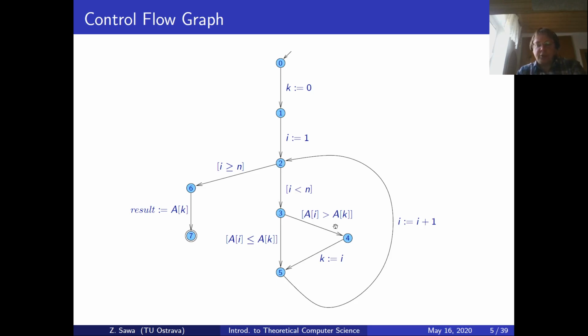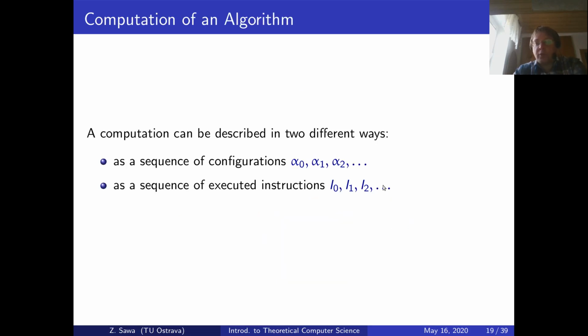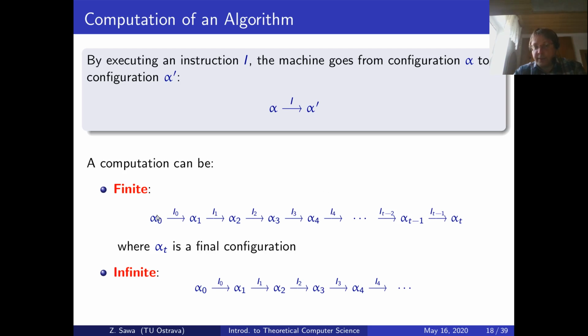So we have these two complementary views of computations of a machine, either as a sequence of configurations or a sequence of instructions, or we can view it in this combined way, where from one configuration by performing an instruction it goes to another configuration, and then by performing another instruction to some other configuration, and so on.